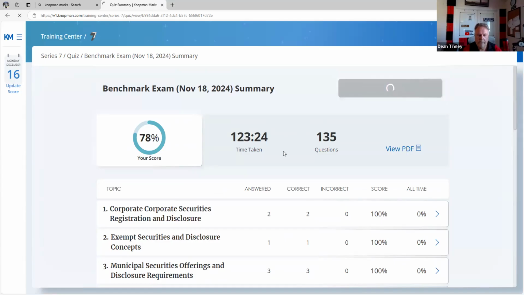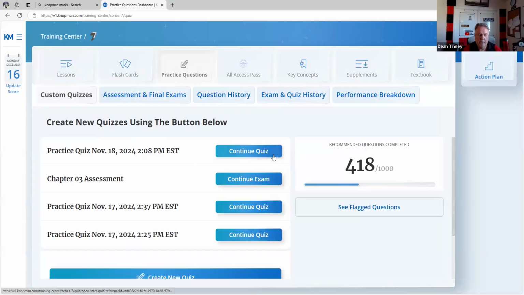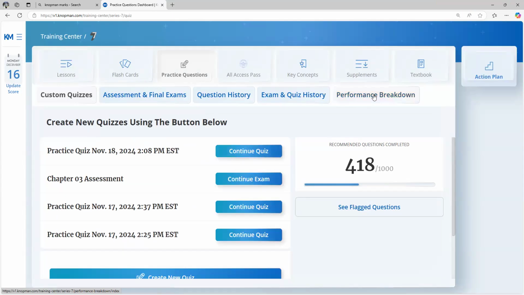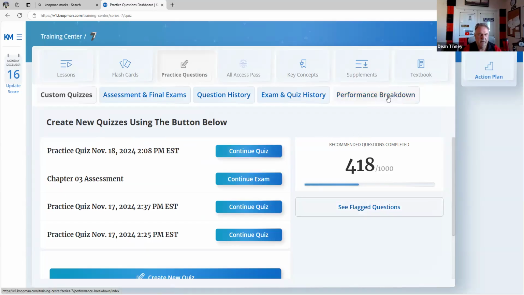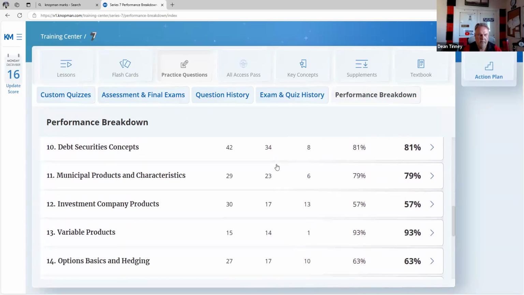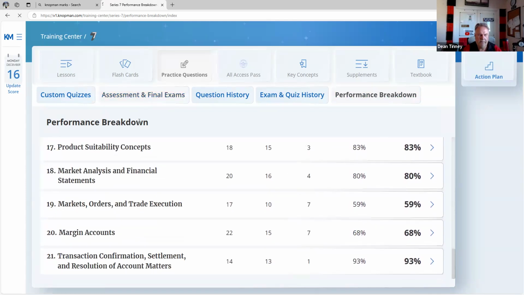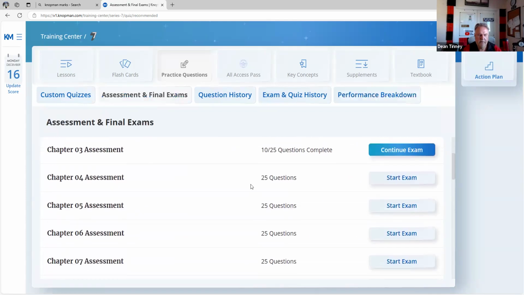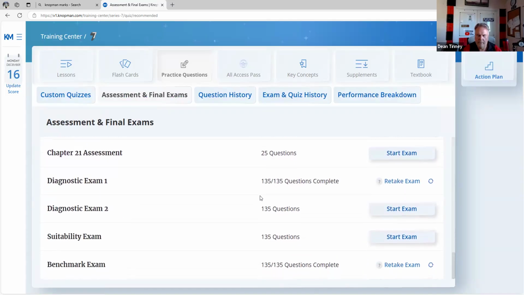Back to the dashboard. Performance. What do you think we do? Performance breakdown? Is that what you think we do? I don't know. Series 7 overall performance. Assessment and final exams. We did the benchmark. They'll let you retake it. That's kind of cool. But we don't want to retake it. We want to review it.